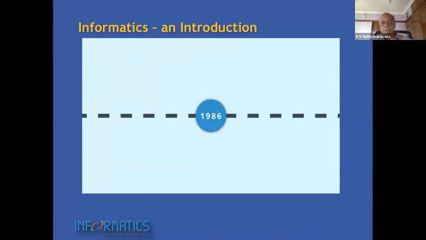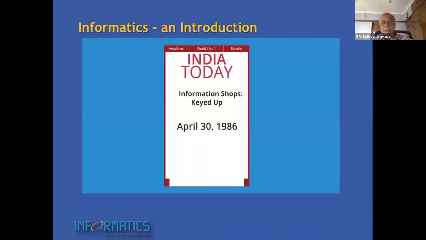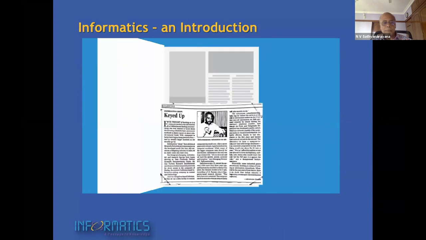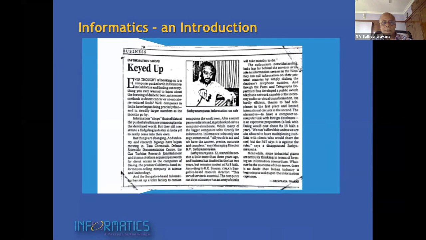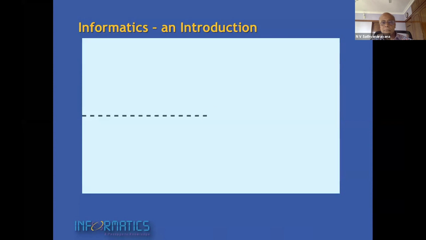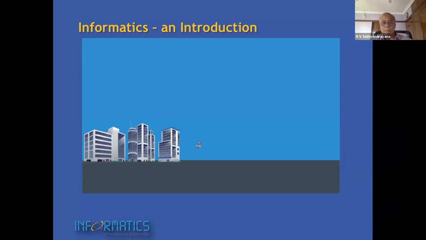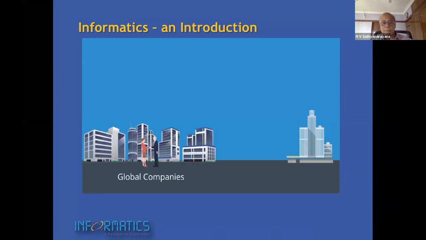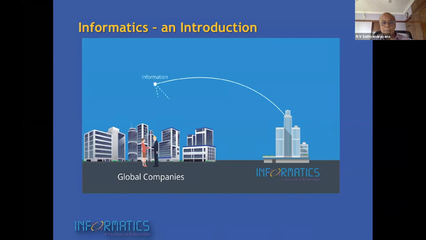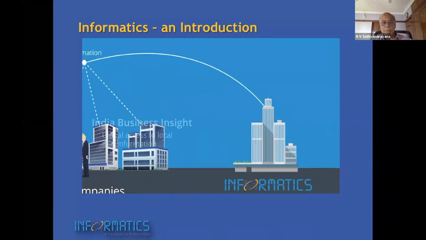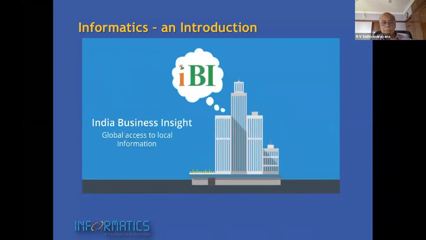India Today magazine described the venture as the first online information company in India for global knowledge access. Serving global information companies on a project for supplying consolidated Indian business information helped Informatics ideate its first digital information product, named India Business Insight, IBI.